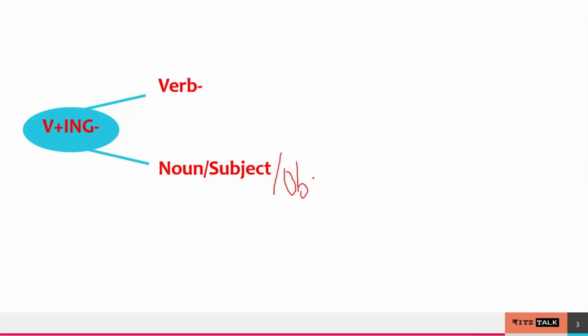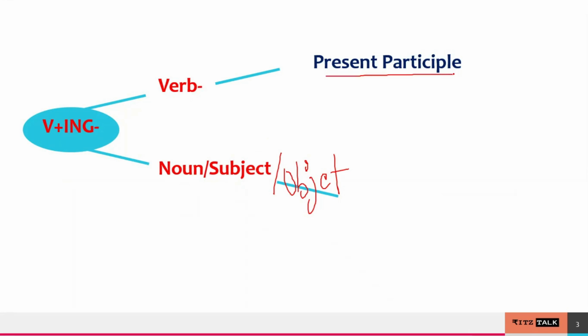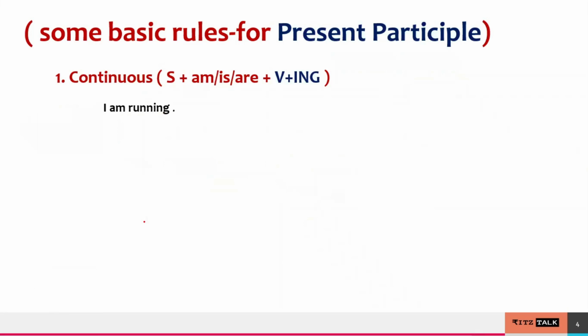And it has basically two kinds of uses. One is verb, and the second one is subject or object. Basically, it's a noun, and it can be used as subject or object. And then this verb is called present participle. And this verb ing, which is used as a noun, sometimes as subject and sometimes as object, is called gerund. Some uses of present participle. How do we use it in sentences? इसको sentence में हम कैसे use करते हैं?